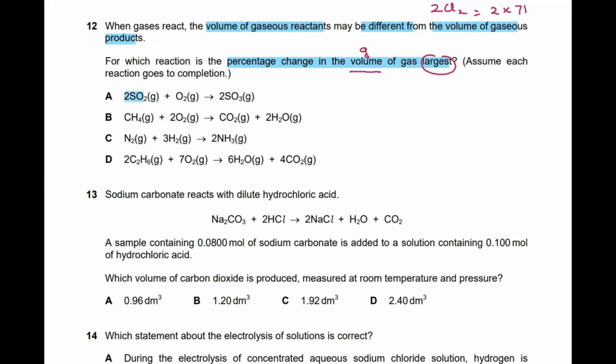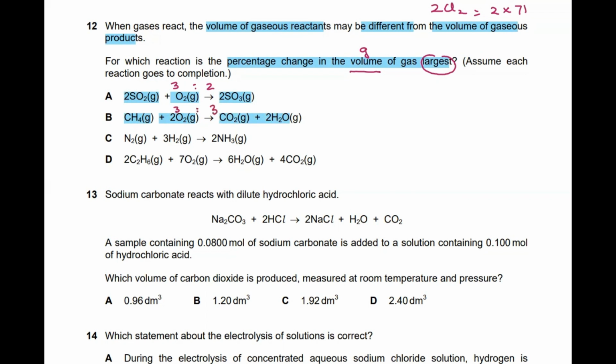In A part, we have 2 moles of gas here. We have 1 mole gas here. We have 2 moles of gas here. So basically, there's a ratio of 3:2, right? So there is a difference of 1 volume only. Coming to the next part, B, we have 1 volume. We have 2 volumes. Basically, 3 volumes is giving you 3. So there is no change. The volume of the reactant is same as the volume of the product, right?